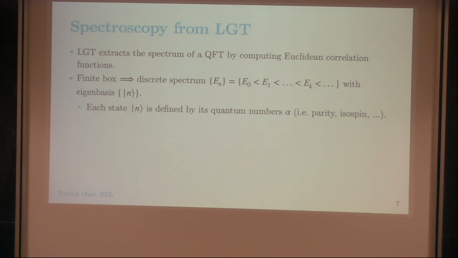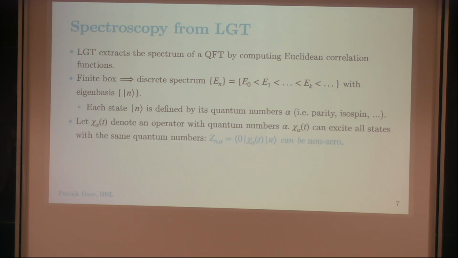Looking specifically at spectroscopy from the lattice, extracting the ground state is generally reasonably easy, but extracting excited states, you have to be a lot more careful. On the lattice, we're working with a discrete spectrum, and each state is characterized by its quantum numbers. So each state is characterized by its symmetry properties under the different symmetries of the system, like parity, isospin, and all that.